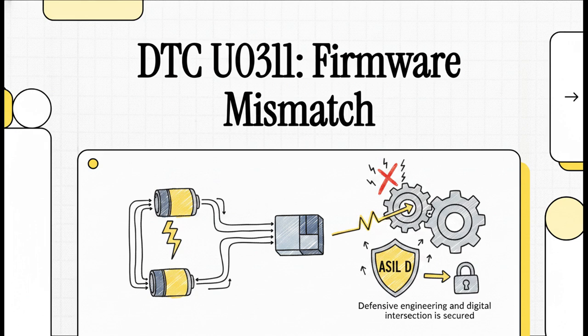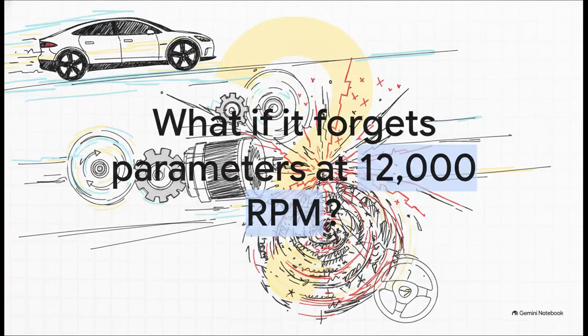No way. In the world of multi-source power control, a software mismatch can literally lead to unexpected torque surges or a total system control failure. That elevates this to an ASIL D safety goal, which is the absolute highest classification of risk in automotive engineering. It's really fascinating to see how this intersection of physical hardware and digital code is secured, so let's get into it. So picture this, right?